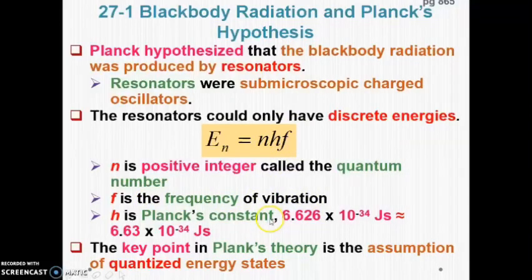So the value is 6.626 times 10 to the power of negative 34 joule second. In your calculation, we are using the value 6.63 times 10 to the power of negative 34 joule second. The key point in the Planck theory is the assumption of the quantized energy state.